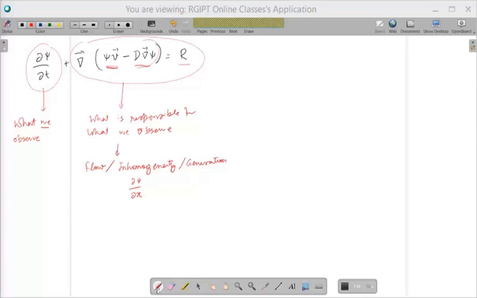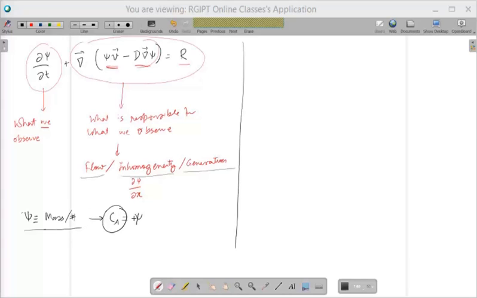Now, let's consider the simplest situation: no flow, no inhomogeneity, no generation. Everything is homogeneous, nothing is flowing, and there is no source of any quantity present. For our sake, let's assume psi to be mass or number of moles, number of molecules. In that case, psi would be Ca, the concentration of any species, which is the small psi.